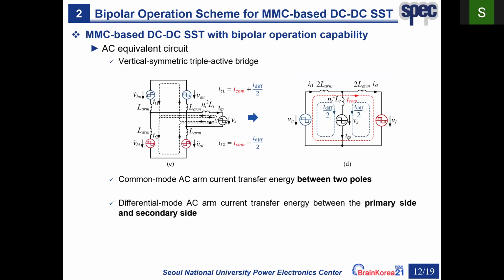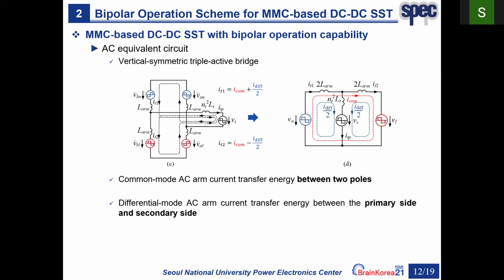And from the AC equivalent circuit, it can be seen that the AC arm current consists of a common mode component and the differential mode component. The equivalent circuit can be further simplified to one that resembles a triple active bridge, except that the equivalent inductances are vertically symmetric. This features much simpler power characteristics compared to the real triple active bridge, which will be explained in the next slide.